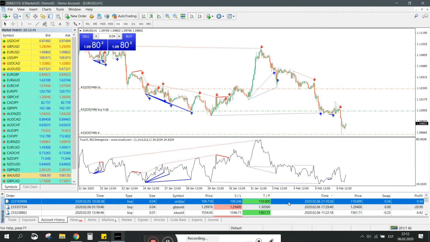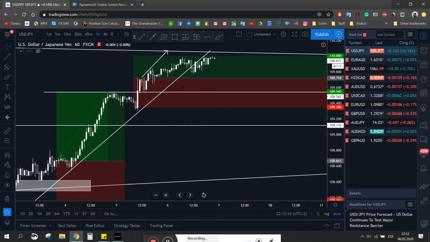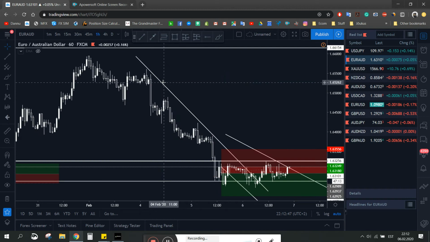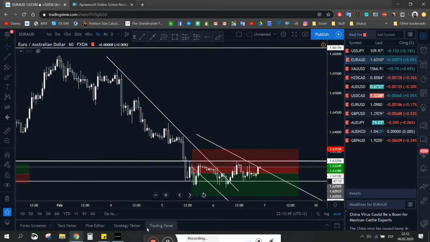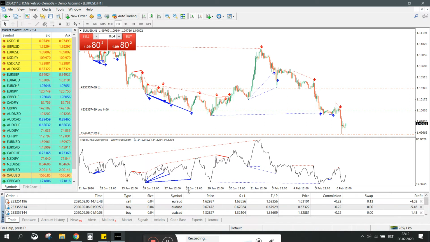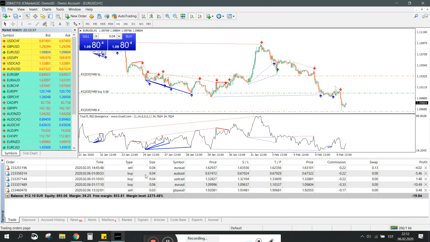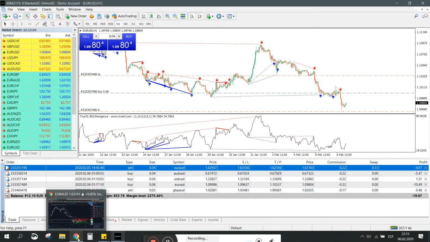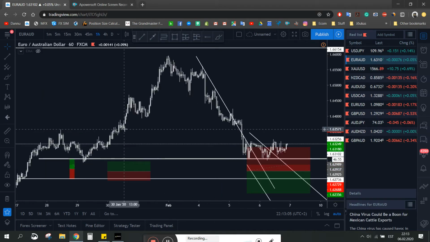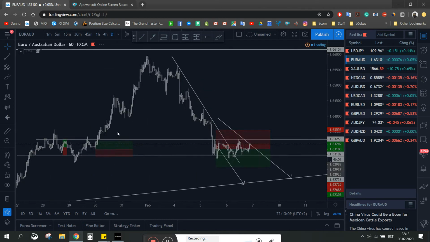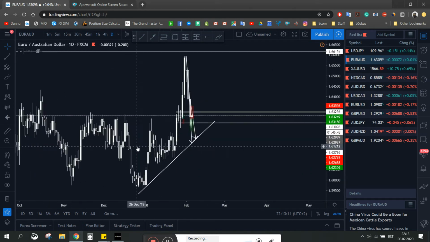This is the trade, Euro AUD. I don't remember if I'm in this trade right now. Euro AUD. Yep, okay, I'm in. It's in a bit of a loss. Trying to remember why I got into this trade.